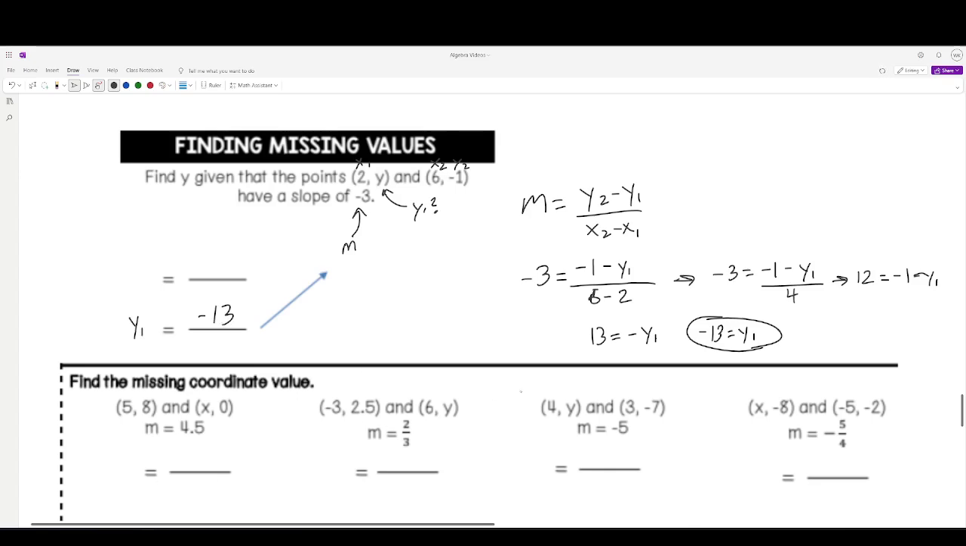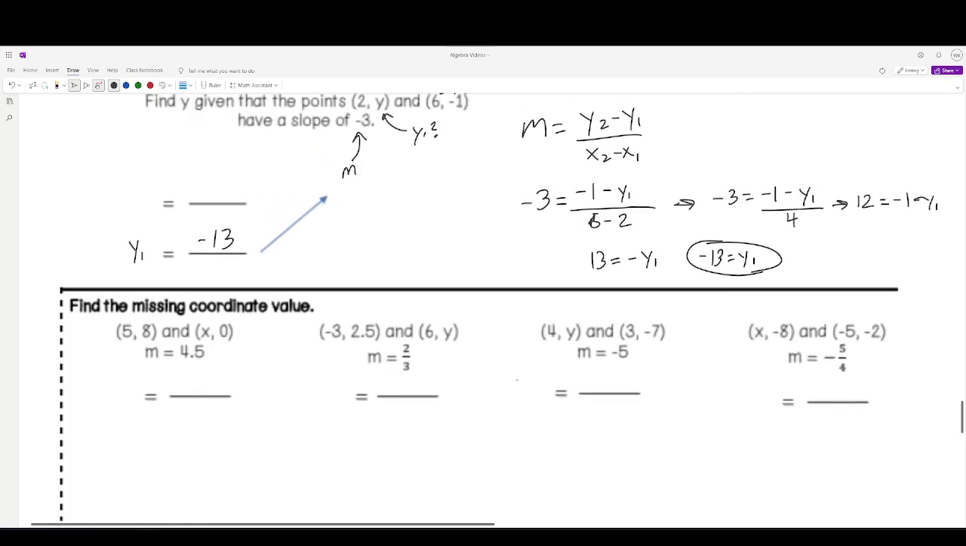There's some more missing coordinate problems. They work exactly the same as what I just did, so I'll leave those for you to be able to practice. And that's it for these notes.